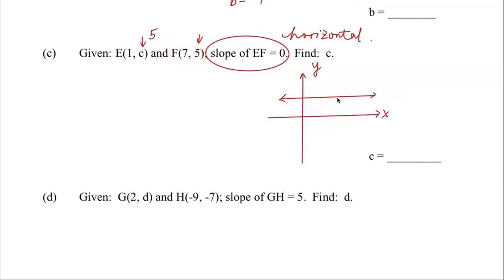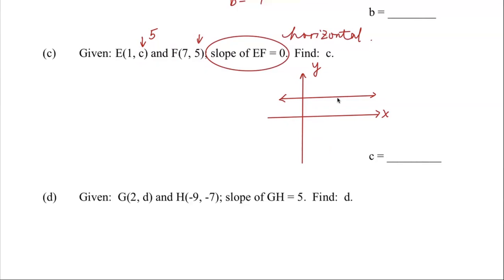We know that the point F has the y value of 5. Then the y value of E has to be 5 as well. So c has to be 5. This is a shortcut for you if you know the material super well.